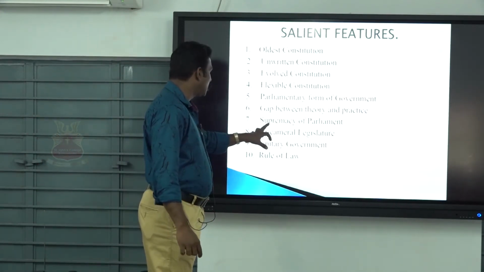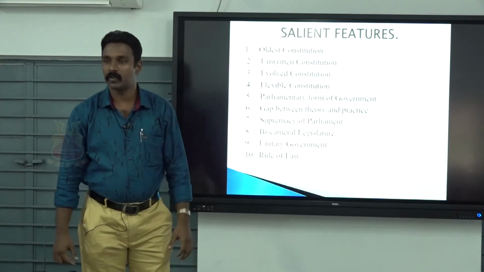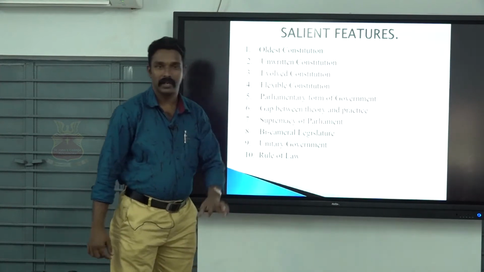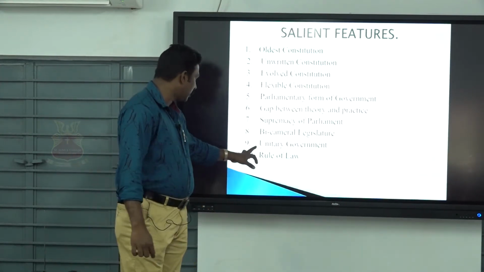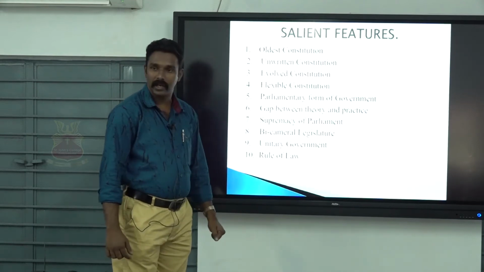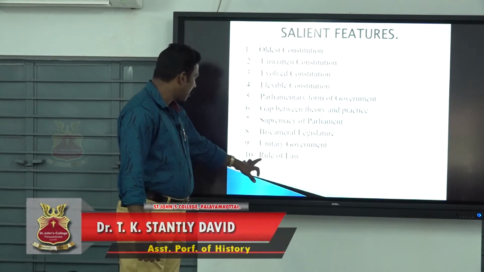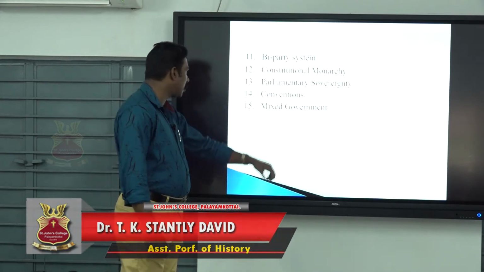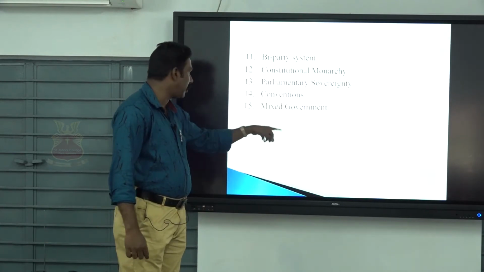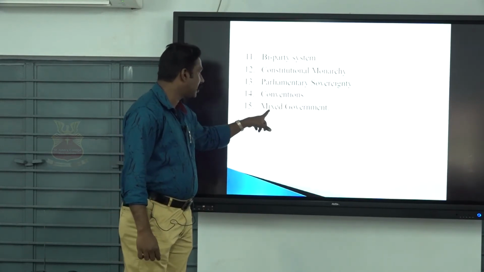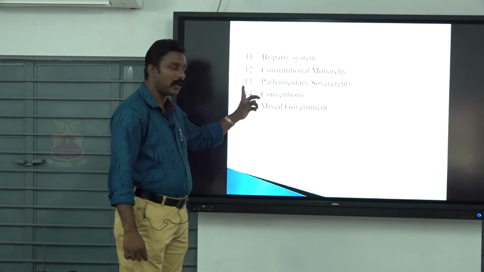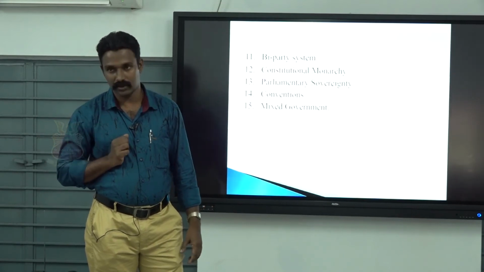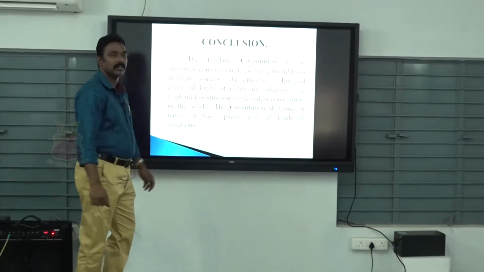The seventh one is supremacy of parliament. Then the eighth one is bicameral legislature. Then the ninth one is unitary government of the England constitution. Then rule of law, then bi-party system, then constitutional monarchy, then parliamentary sovereignty, conventions and mixed government. These are the 15 points of the salient features of the England constitution. Okay. The last one is conclusion.